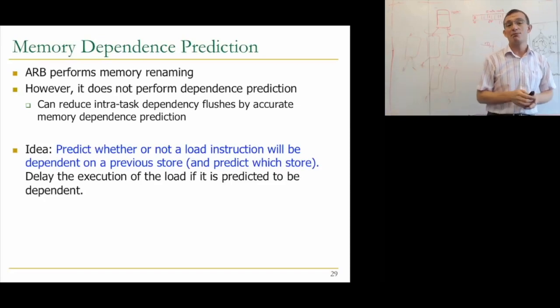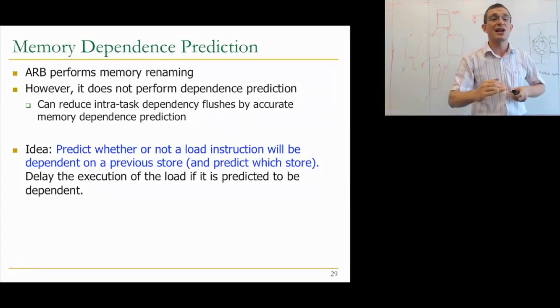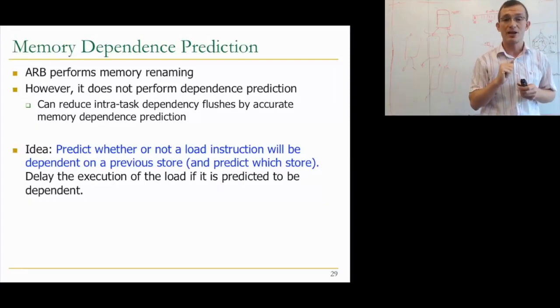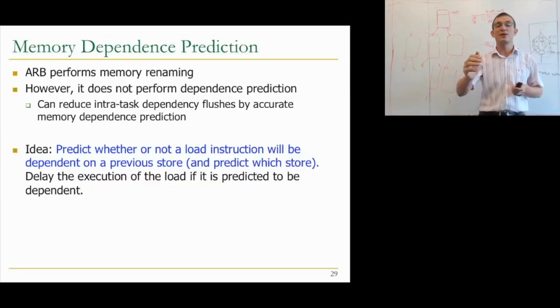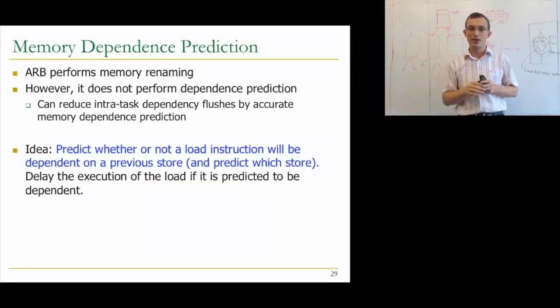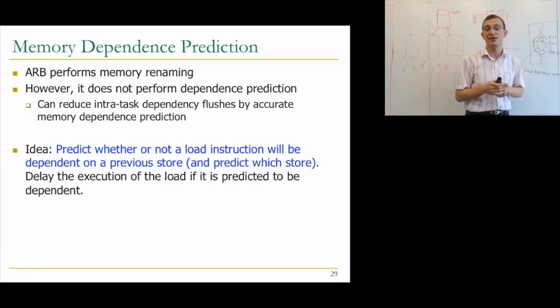The idea is to predict, when you're doing a load instruction, whether or not a load instruction will be dependent on a previous store, and predict which store it is, and delay the execution of the load if it's predicted to be dependent on a previous store. If you can do this accurately, then you reduce the amount of squashing that happens between the tasks.